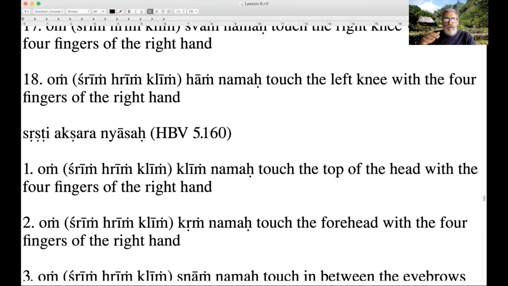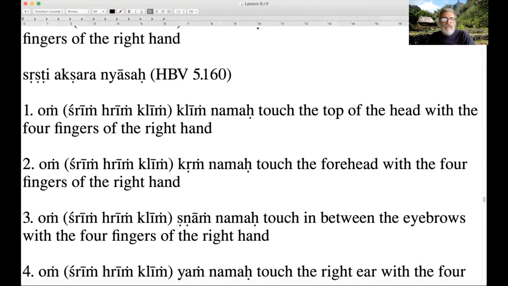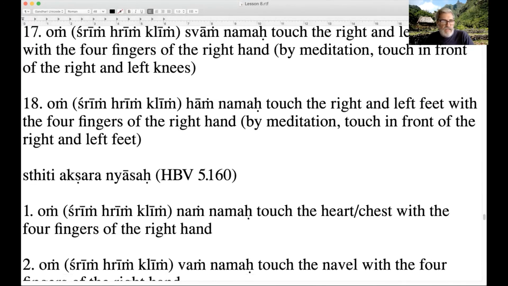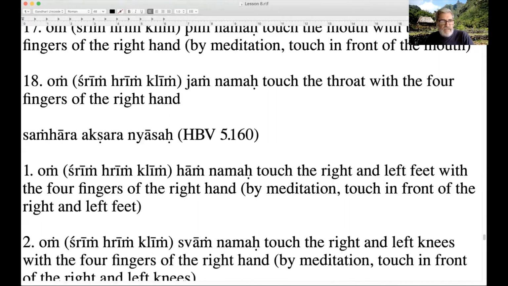So it could be Om Shrim Hrim Klim or any combination, Ham Namaha, and again touching the left knee. So that's how the Akshay Nyasa is done. Now, the next verse talks about Shristi Akshay Nyasa. So there's Shristi. I'm not sure if we're going to have Sthiti. Yeah, we have Shristi, Sthiti, and Samhara.